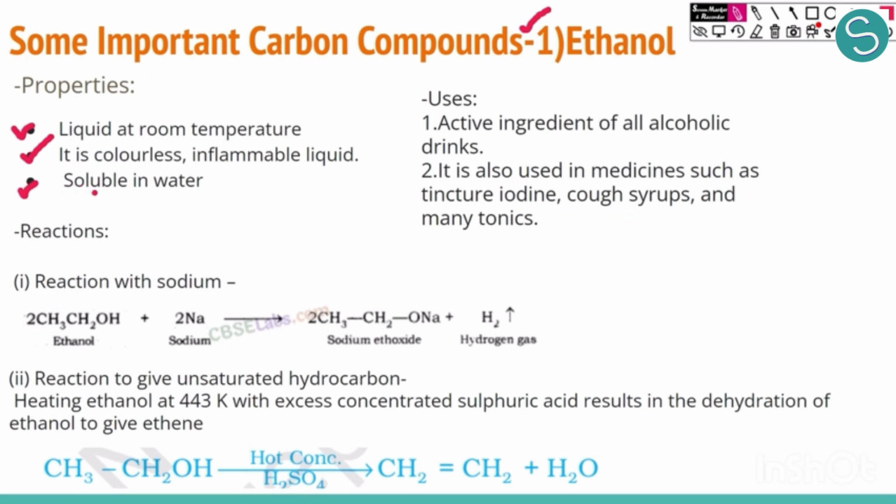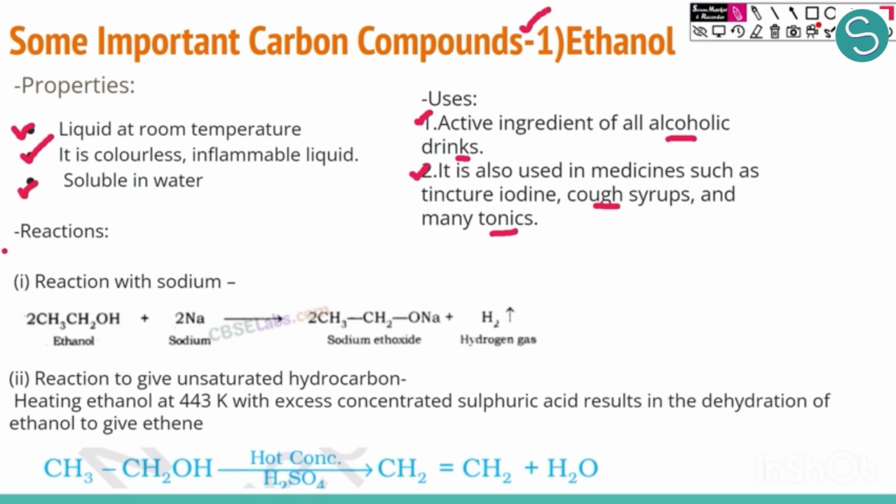The main use of ethanol: it is the only alcohol which is edible. So it does not cause any harm to humans. The other alcohols are lethal or poisonous to us. So it is an active ingredient in all alcoholic drinks, which should not be consumed ideally. It is also used in various medicines. We have cough syrups and many tonics which have ethanol in them.